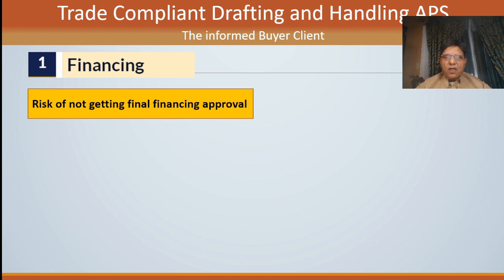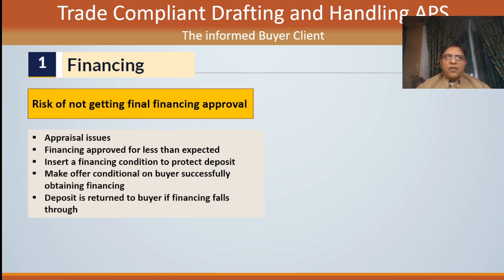There could be a reason that at the final moment the bank refuses, or the mortgage lender refuses to give the mortgage. There is an appraisal issue, financing approved for less than expected. Now let's suppose the property was $1 million and the financing is approved only for $800,000. The $200,000 difference, your buyer has to make up now. So they have to come up with the difference between the appraisal and the financing approved. And similarly, if the appraisal is less than what the property is worth, then there is a problem.